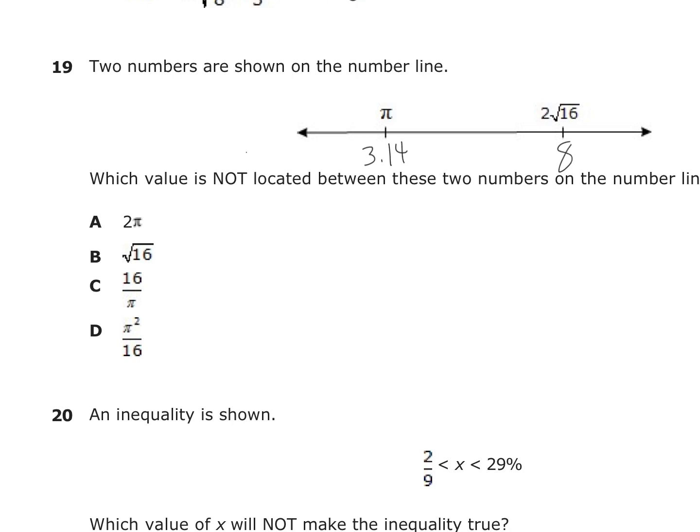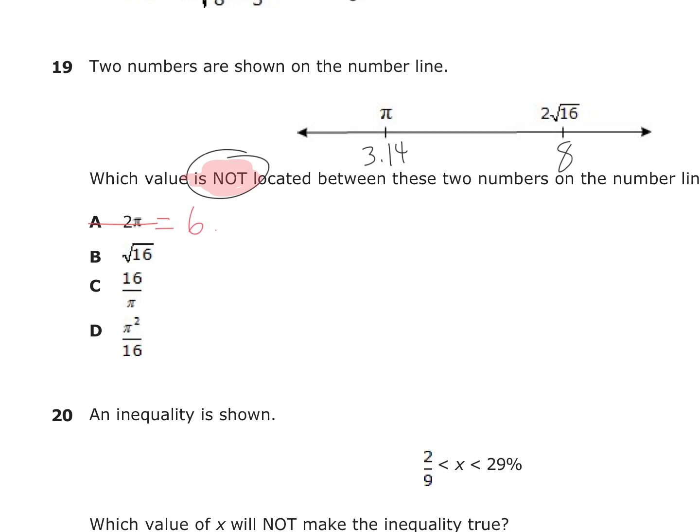It says which is not. So that's important. Circle that, underline it, highlight it, whatever you want to do. Just remember, if you see a not, it's probably important. Because I guarantee you, someone is going to circle A and be done. Someone's going to say, oh, 2 pi, that's between those, because that's 6 something. No, it says not.